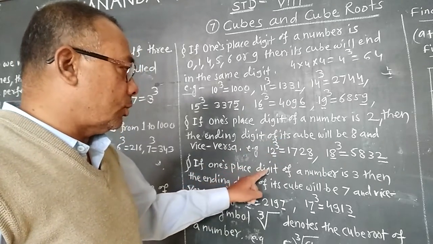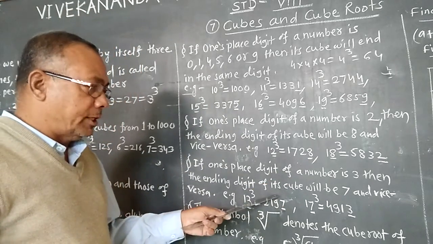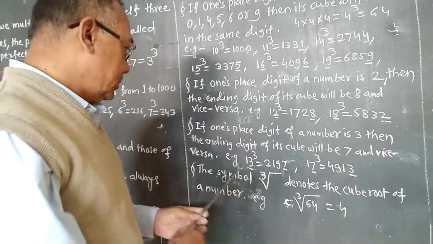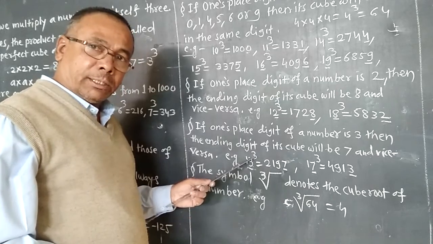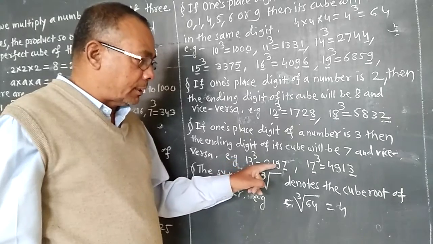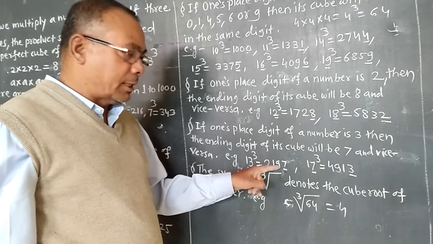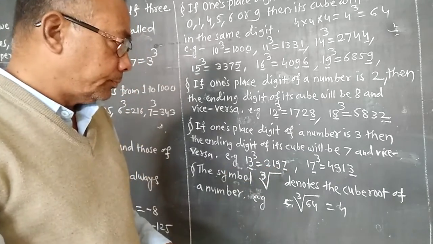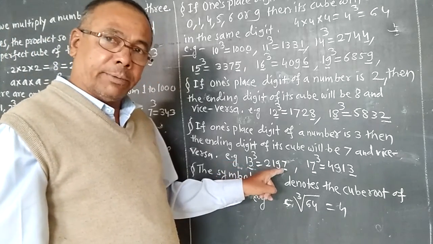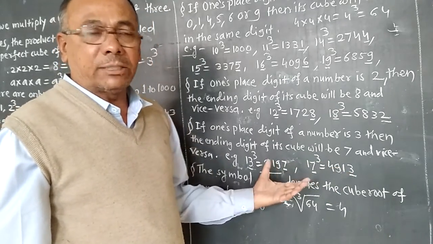Similarly, if the ones place digit of a number is 3, then the ending digit of its cube will be 7, and vice versa. For example, take 13 cube. Here the unit place of 13 is 3, and its cube is 2197, which has 7 in the unit place. Now 17 cube: if 3 is here, 7 is there. If 7 is here, 3 is there. Means vice versa.